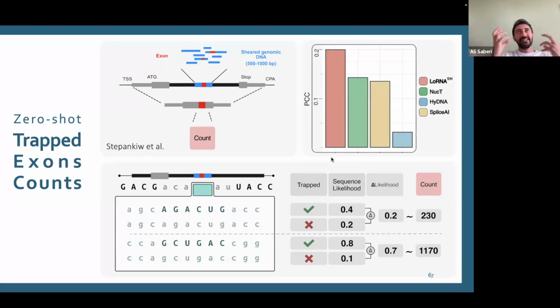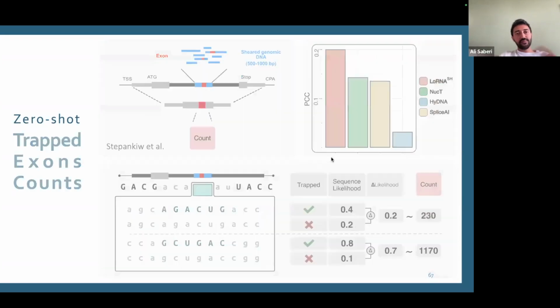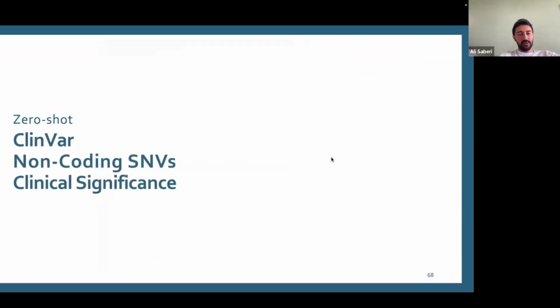about the chance of existence of one particular sequence in nature solely based on the sequence structure that the model trained on. So because these are all zero shot. So again, pretty cool, zero shot. And the final zero shot prediction task that we perform is the ClinVar non-coding SNVs clinical significance predictions.